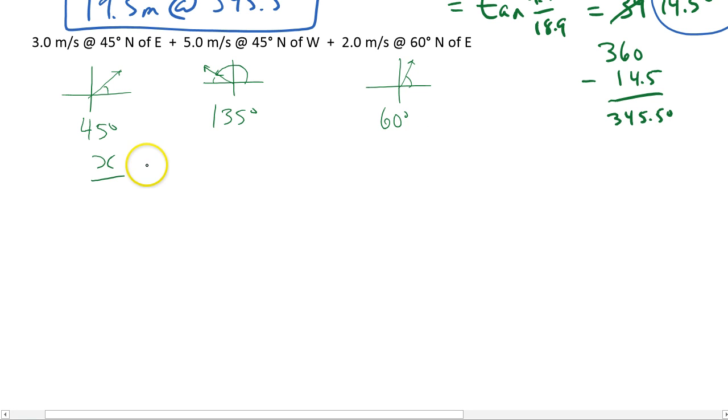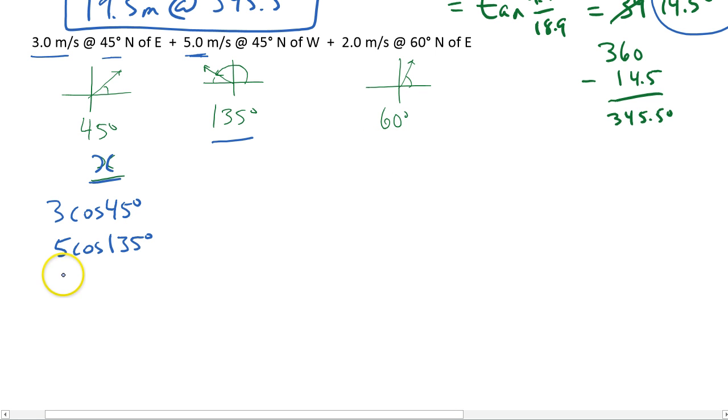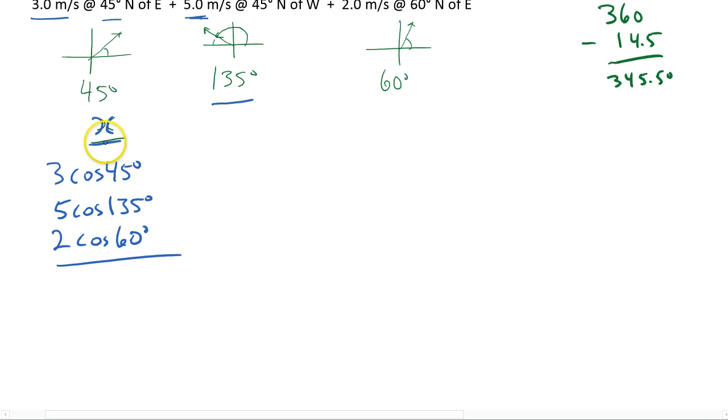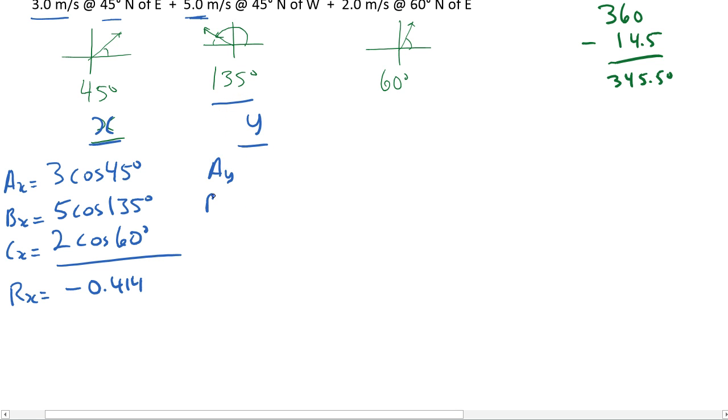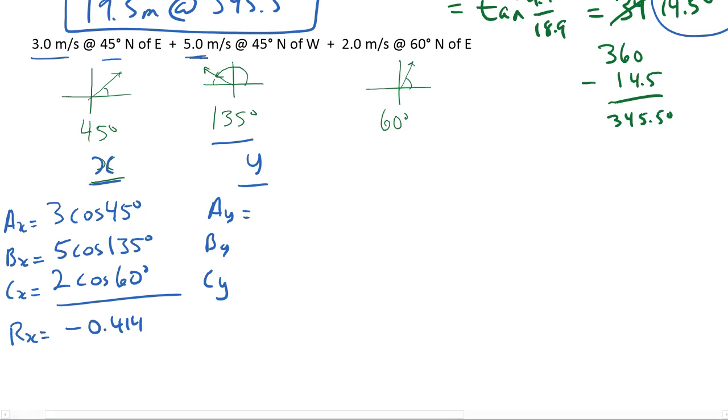Okay, now let's add together all the X components. Let's do all our X components. So it's going to be, looking at the first one, 3 multiplied by the cos of 45 degrees, plus for our second one, 5 multiplied by the cos of 135 degrees, and for the third one it'll be 2 multiplied by the cos of 60 degrees. So when I add those all together using my calculator, I can call this one AX, this one is BX, this one is CX, and my resultant Rx is going to be equal to negative 0.414.